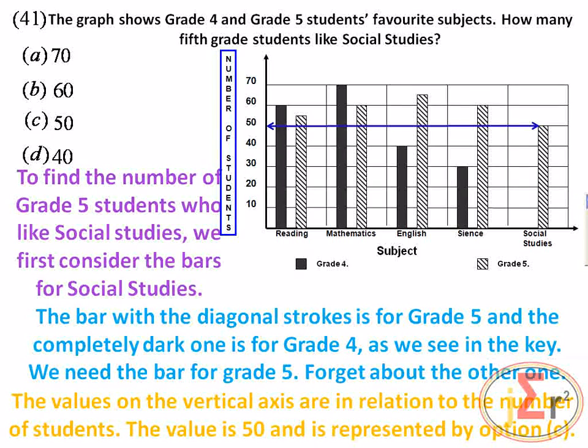The value is 50 and it is represented by option C. Right, so we are at social studies and we are choosing grade 5, which is the striped bar, and we go to the height of the bar and go across to the axis which represents the number of students, and when we get there it is pointing on 50. Therefore the number of students associated with social studies is 50.